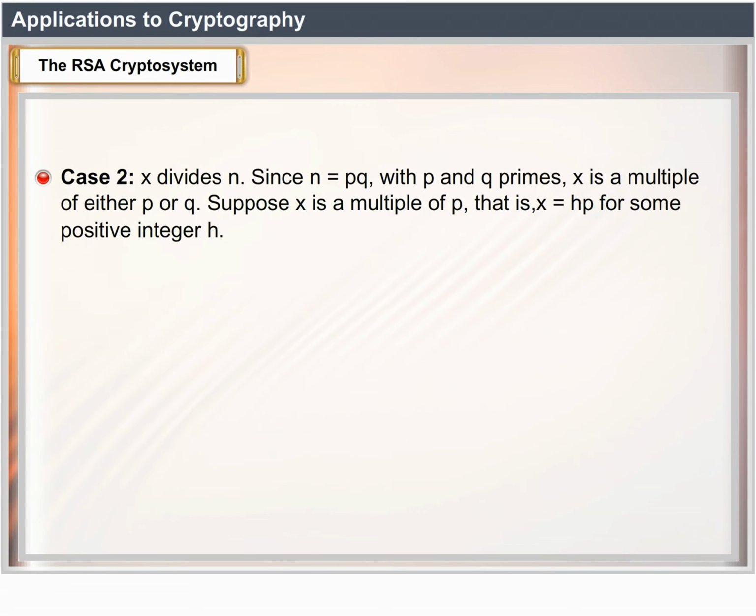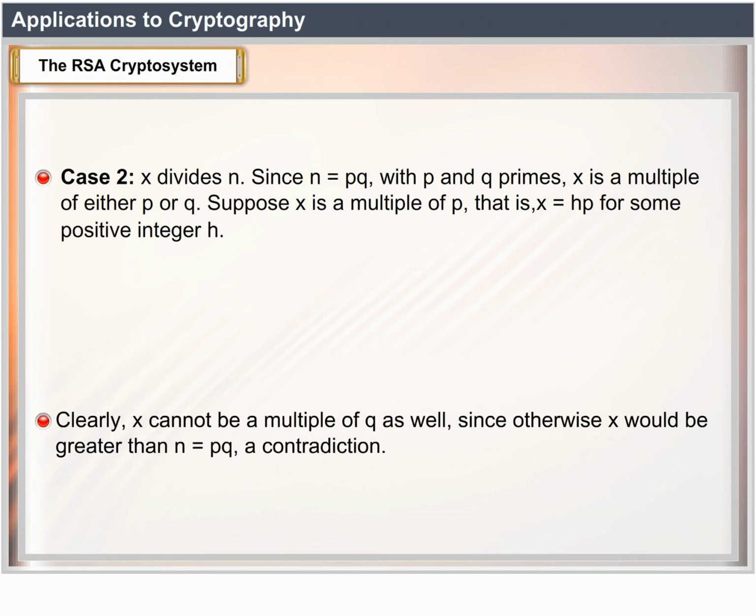Case 2. x divides n. Since n equals pq with p and q primes, x is a multiple of either p or q. Suppose x is a multiple of p, that is, x equals hp for some positive integer h. Clearly, x cannot be a multiple of q as well, since otherwise x would be greater than n equals pq, a contradiction.